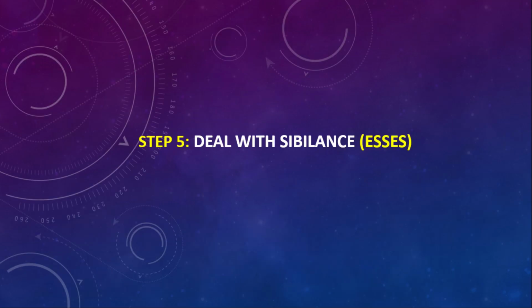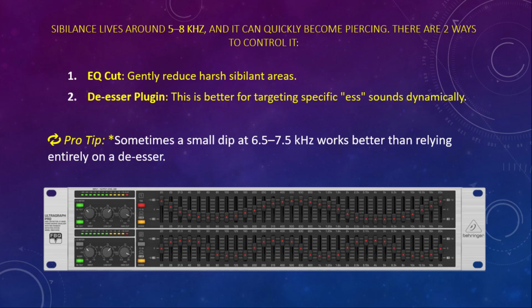Step number 5, deal with sibilance. That is the S's, the S. Sibilance lives around 5 to 8 kilohertz, and it can quickly become piercing. There are 2 ways that you can deal with it or control it. The first is EQ cut. Gently reduce harsh sibilant areas. The second is to use a de-esser plugin. This is better for targeting specific S sounds dynamically.